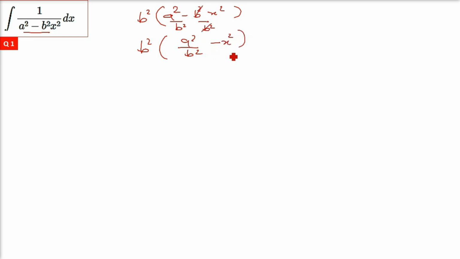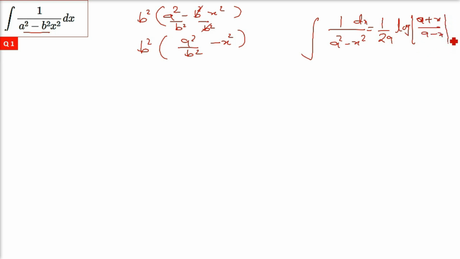So what is the benefit? When we take this b square outside, we have the direct integration formula, that is 1 by a square minus x square. We have a direct formula, and that can be employed directly. So what is the formula of integration of 1 by a square minus x square dx? It's 1 by 2a log modulus a plus x divided by a minus x plus constant of integration. Okay, so this we would like to employ here.